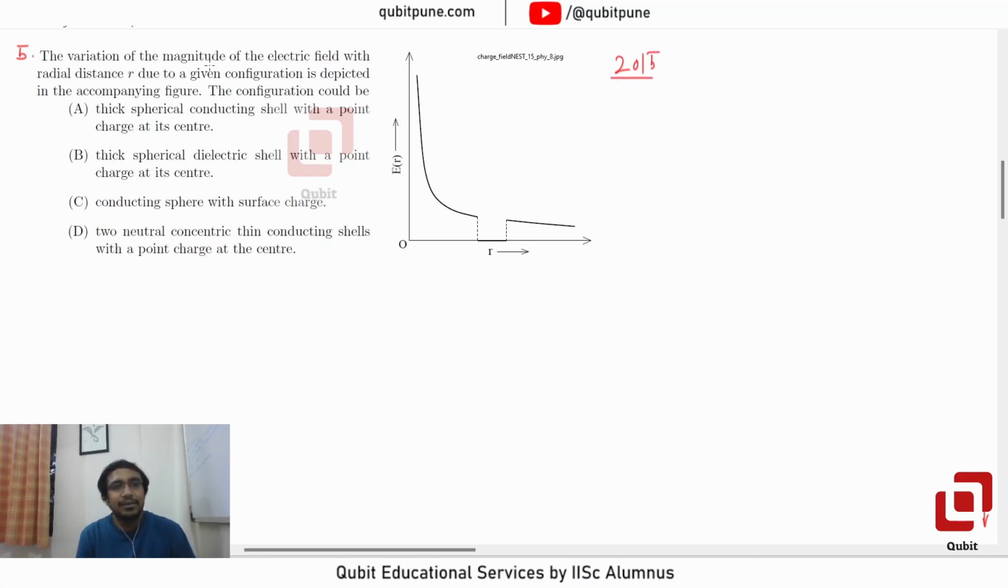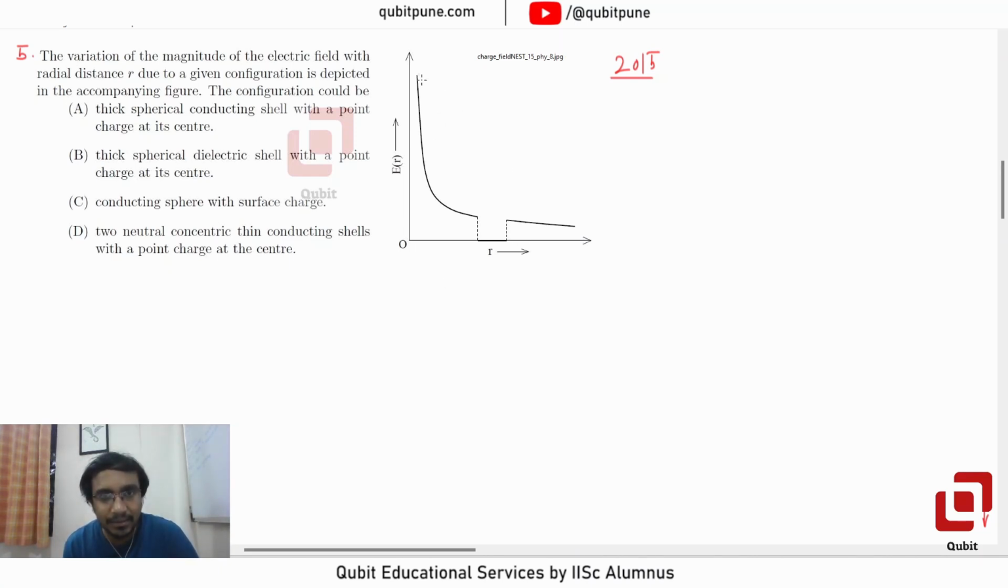The variation of the magnitude of the electric field with radial distance r due to a given configuration is depicted in the accompanying figure. The configuration could be: a thick spherical conducting shell with a point charge at its center, a thick spherical dielectric shell with a point charge at its center, a conducting sphere with a surface charge, or two neutral concentric thin conducting shells with a point charge at the center. How does the curve look?